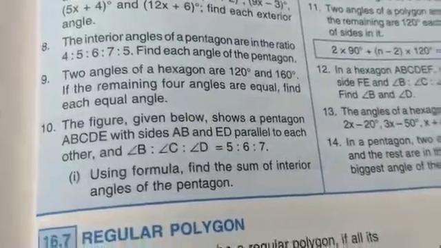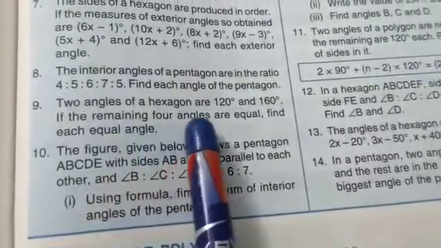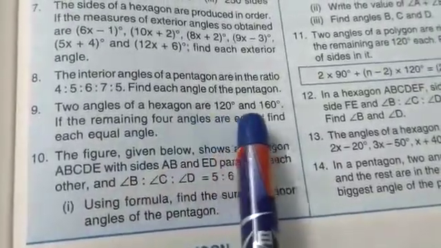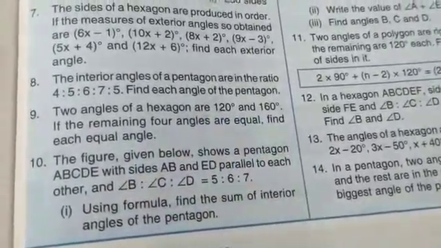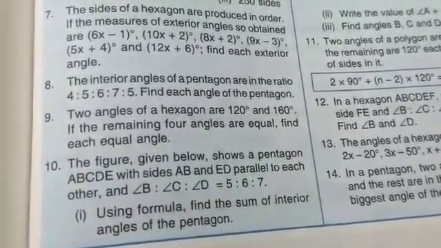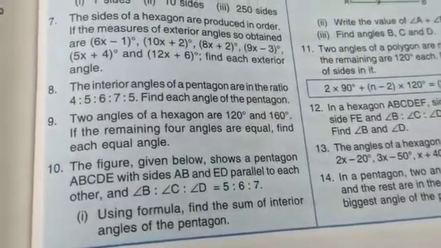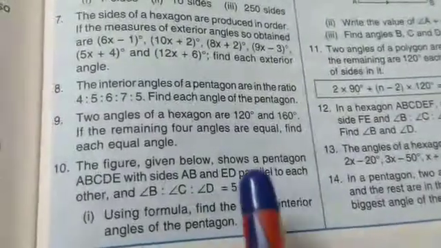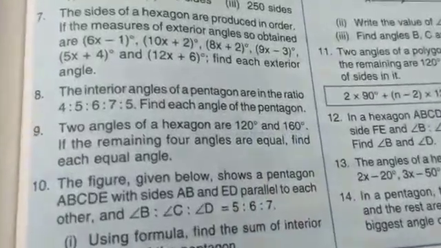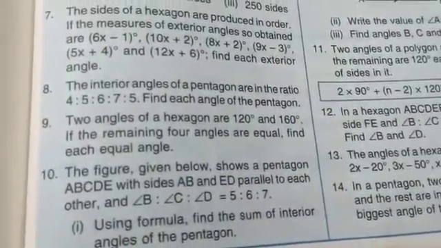Now we move to the next question, question number 9. Two angles of a hexagon are 120 degree and 160 degree. If the remaining four angles are equal, find each equal angle. Okay, so two angles are given, 120 degree and 160 degree, and the remaining four angles are equal.